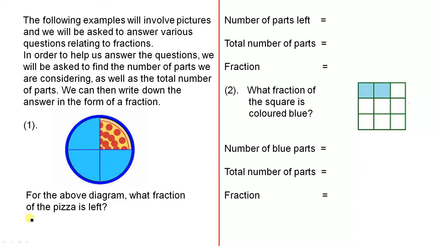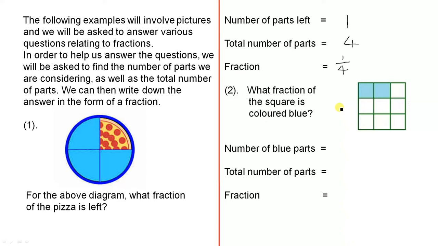So for the first example, if we see it here, we are asked, for the above diagram, what fraction of the pizza is left? Okay, so over here, the number of parts that are left, one part is left. The total number of parts, if we count them, we can see that there are 4 parts altogether. So the fraction has to be 1 over 4, because there's 1 part left and there are 4 parts altogether.